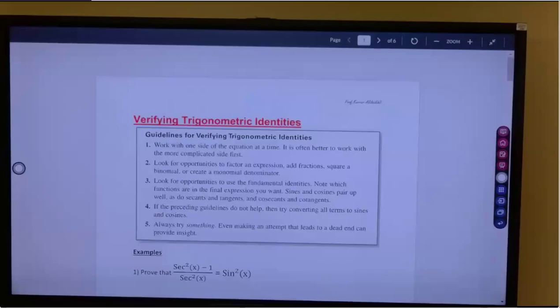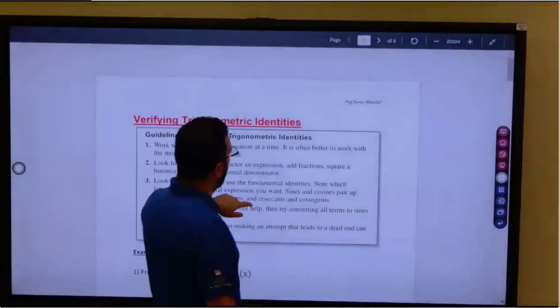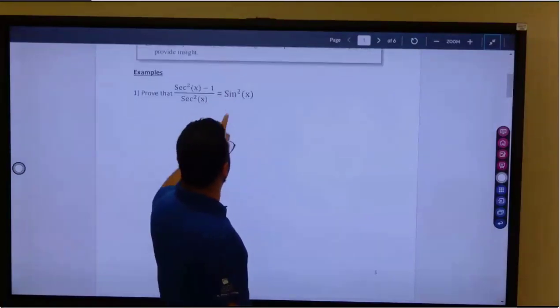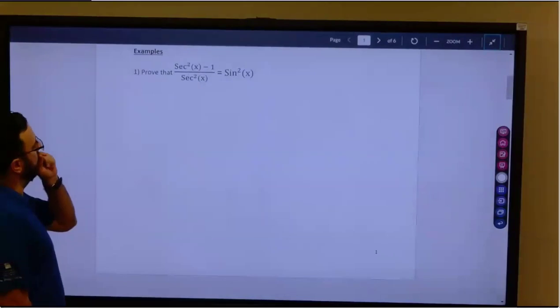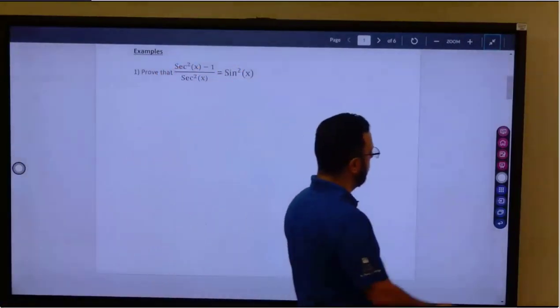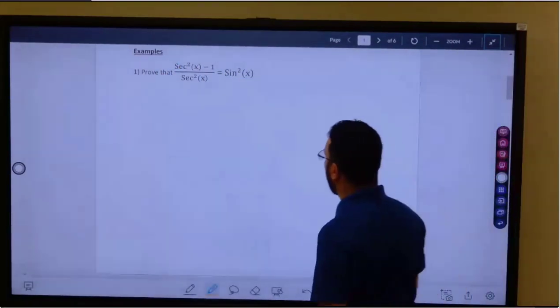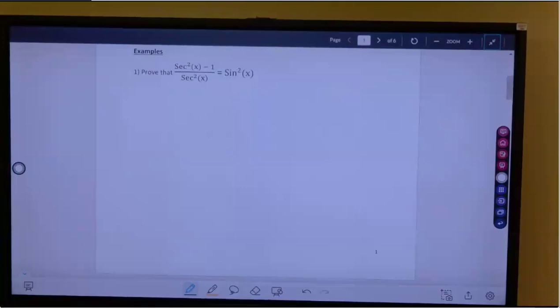So section 7.2, we're gonna use exactly the same rules as section 7.1. So we're gonna keep going back to section 7.1. Let's check the first example in this section. I need to prove that the left side equals the right side. We're gonna do exactly the same thing.